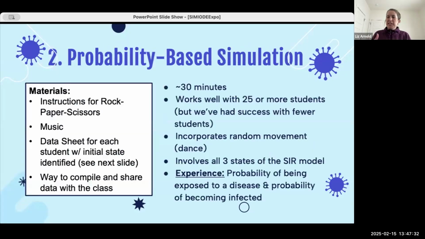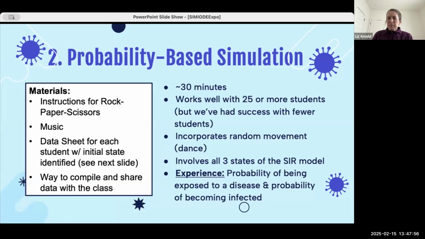And so the next simulation is the probability-based simulation. And you'll notice in that first simulation, there was no data that we collected. We just wanted the students up and moving. But this time in the probability-based simulation, we have a data sheet that we want students to use and collect data about their individual status. And so this simulation is based on the game rock, paper, scissors.